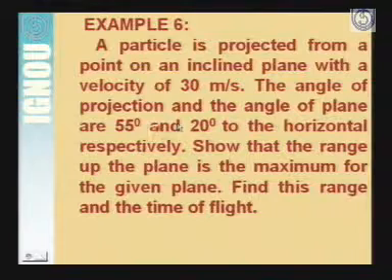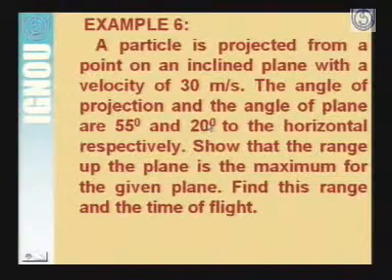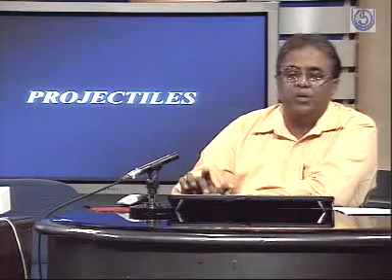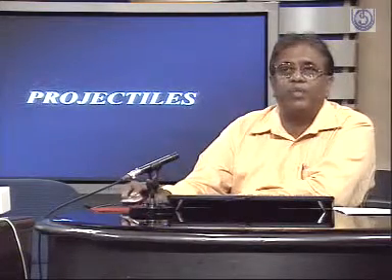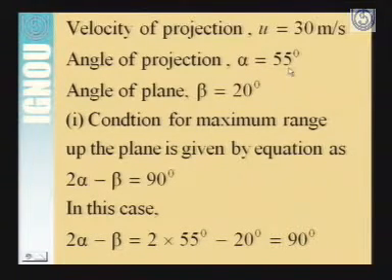So for this problem, if the particle is projected with the angle 55 degree with the horizontal and the angle of inclination of the inclined plane is 20 degree, obviously the range will be maximum. So here the velocity of projection u is given as 30 meter per second, the angle of projection alpha is given 55 degree, angle of plane beta is 20 degree. Condition for maximum range of the plane is given by twice alpha minus beta, that has to be equal to 90 degree. In this case alpha is given as 55 degree, beta is given as 20 degree.